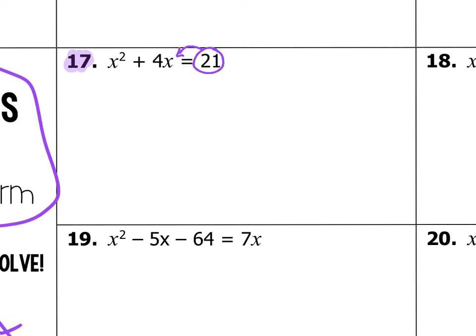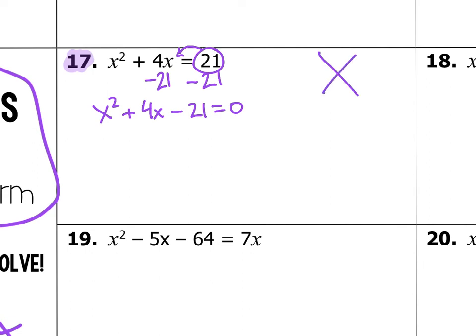So to move 21 to the other side, do you remember how to do that? All I have to do is the opposite operation. So I am going to subtract 21 from both sides. Now, because it doesn't have a variable, it's not going to combine with the x squared or the 4x. So I'm actually going to have x squared plus 4x minus 21 equals 0. All right? Now, this is exactly what we want. This is a quadratic equation set equal to 0. It's in standard form.